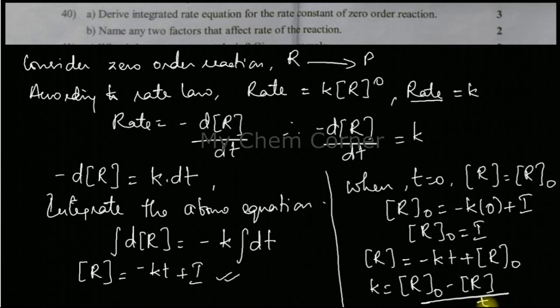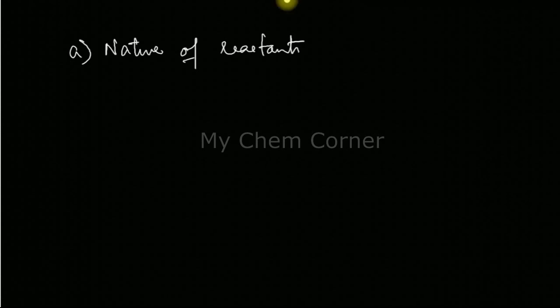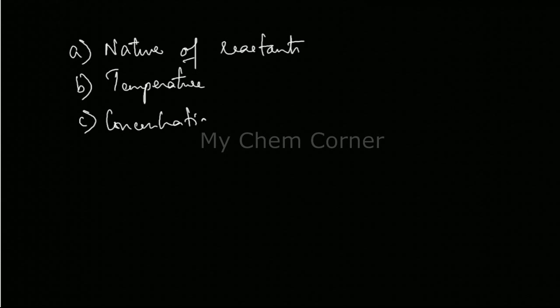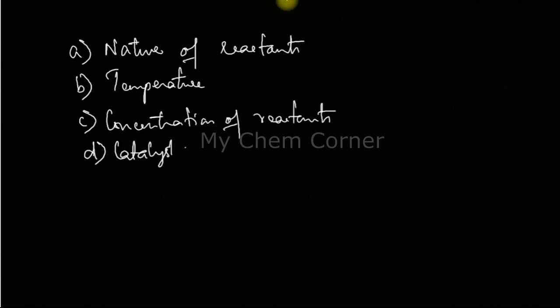Now, next one is: name any two factors that affect the rate of a reaction. For this you can write: the first factor is A, nature of the reactants. Then B, temperature. C, concentration of the reactants. And D, catalyst. So these are some of the factors affecting the rate of a reaction.